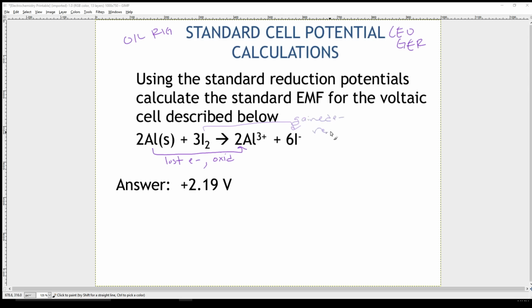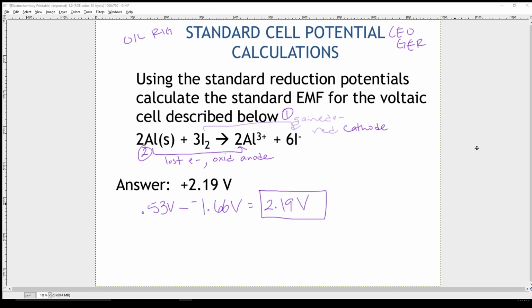So this one was reduced. I should probably label this as oxidized, so that's the anode. Reduced is the cathode. Okay, so which one's going to come first? Well, that's whatever is the cathode, so that means iodine comes first, aluminum comes second in my equation, iodine minus aluminum. So I'd have to go to my chart, which is back a couple of slides, and I'll say, all right, 0.53 volts minus a negative 1.66 volts gives me 2.19 volts. Cool. I hope that went well for you.